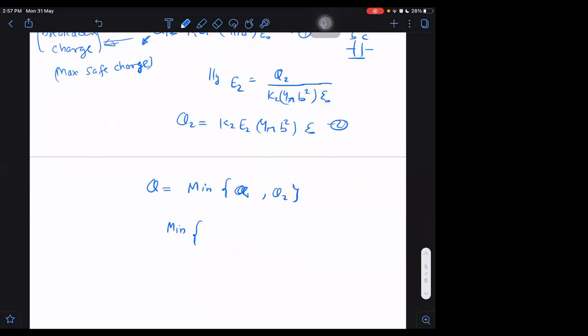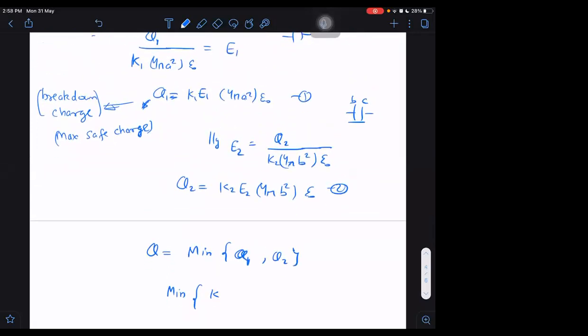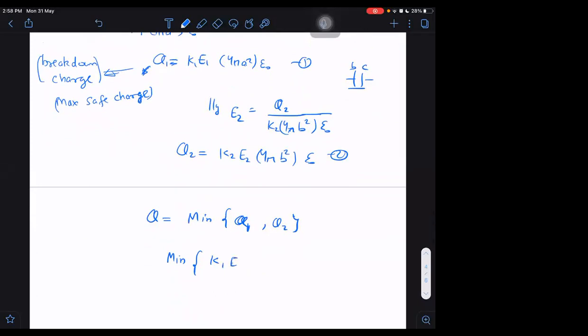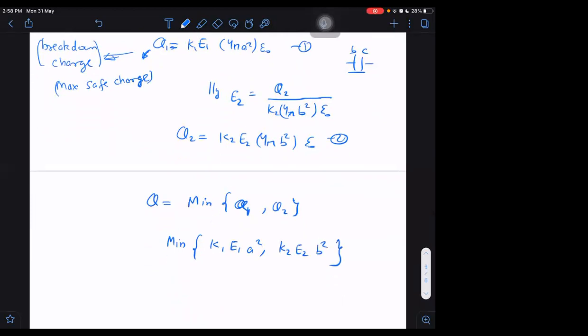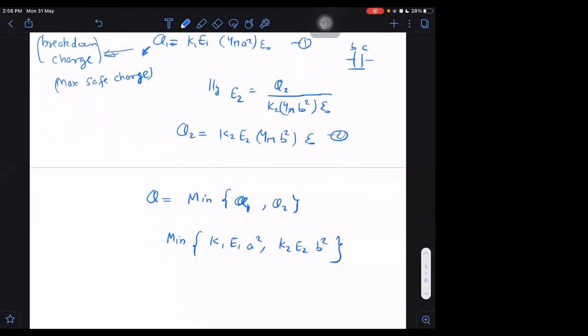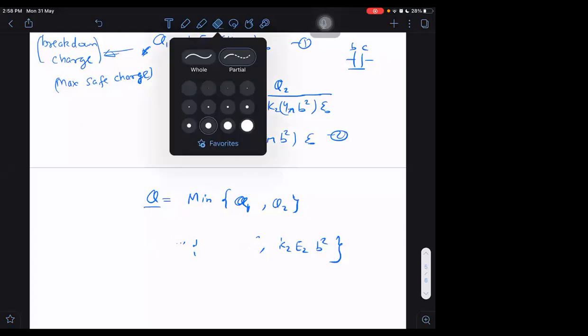No, the minimum of which one? K1 E1, correct. K1 E1 into 4 pi A square and K2 E2 B square. That is enough because the other terms are the same only. No, it doesn't make sense because we are talking about Q. I have to write it, no problem. Let us write in the same way only.